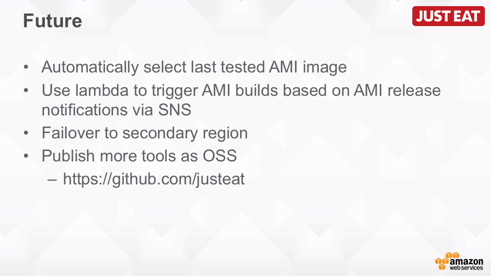We don't like manual boring steps, so we're going to kick off an AMI build from an SNS notification which is sent when the marketplace is updated. We also want to select the last tested AMI automatically. This can be done by the new feature in CloudFormation, Lambda. Other bits we're working on: failing over to a secondary region. We have some components that fail over built using SNS and SQS, and we're working on improving that as well.